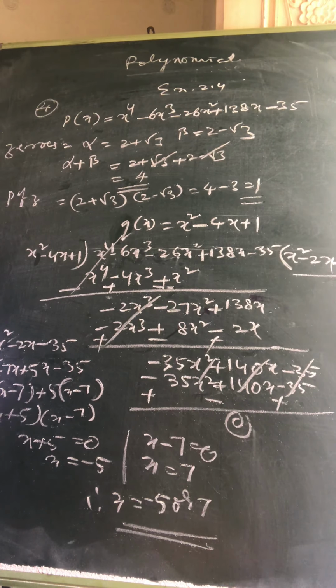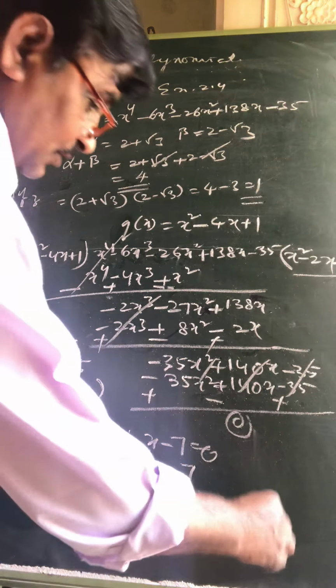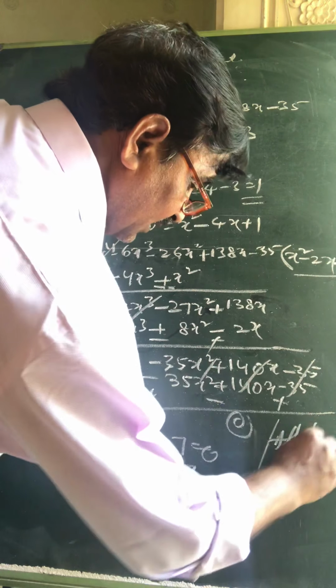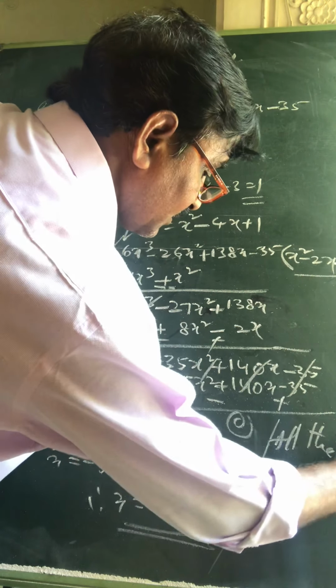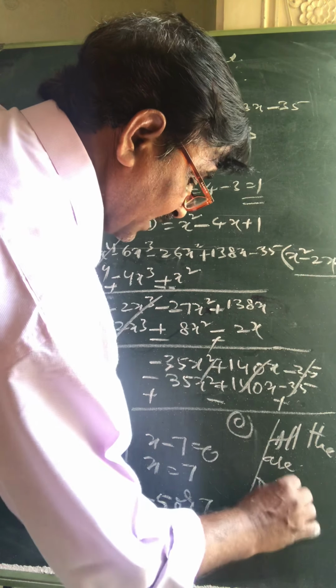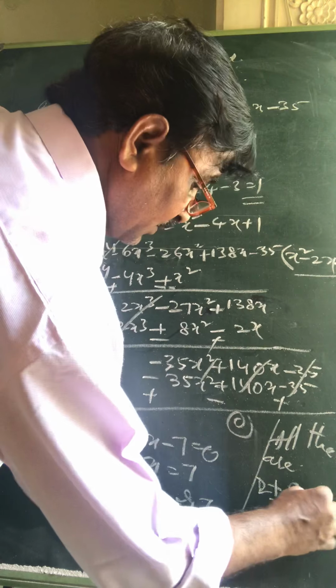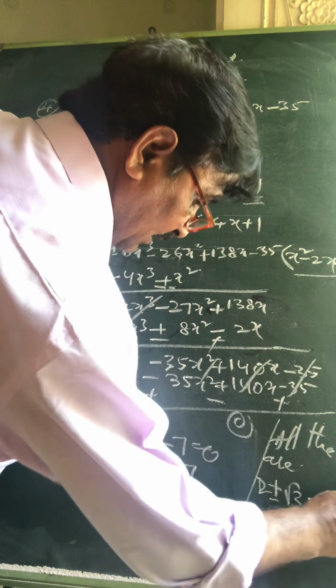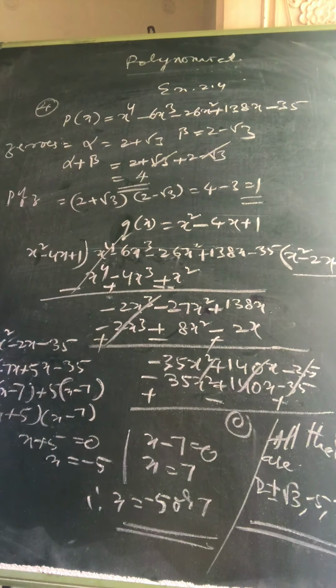You can write that over here. All the zeros are 2 plus or minus root 3, minus 5 and 7. These are the 4 zeros. Please go through each and every step, just for a glance.